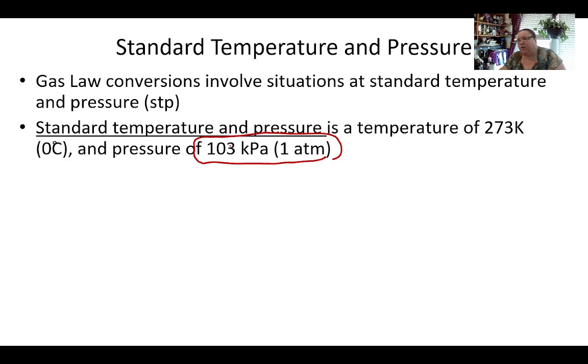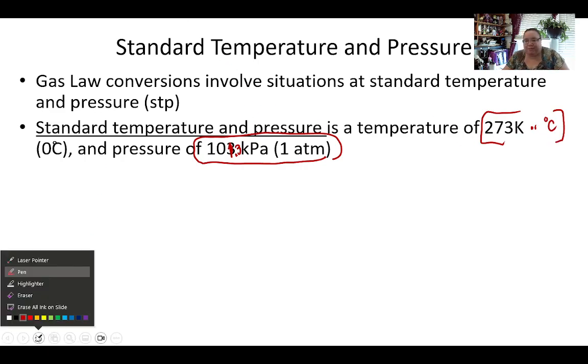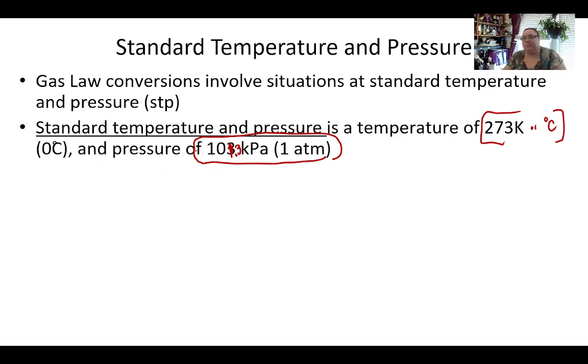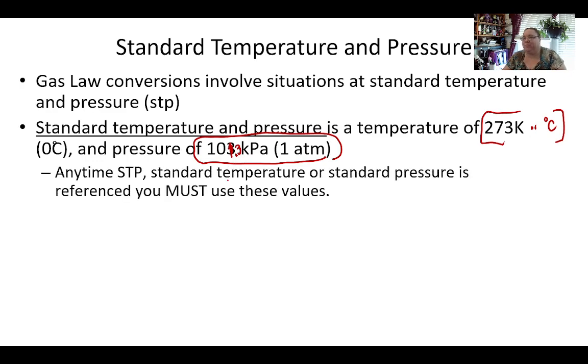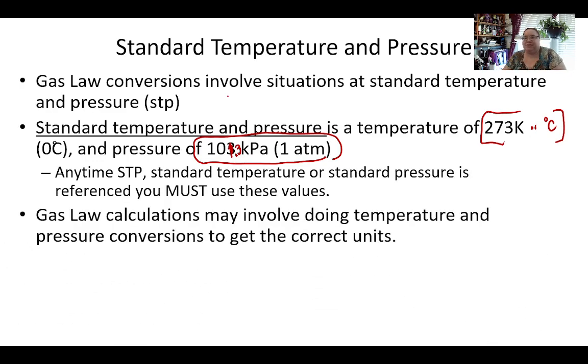101.3 kPa. So 1 atmosphere and 101.3 kPa, those are equivalent values. Standard temperature is 273 degrees Kelvin or 0 degrees Celsius. That is the same numbers. So anytime a prompt says you have standard pressure, you've got 1 atm or 101.3 kPa. Anytime it says you have standard temperature, it's saying you got 273 degrees Kelvin.